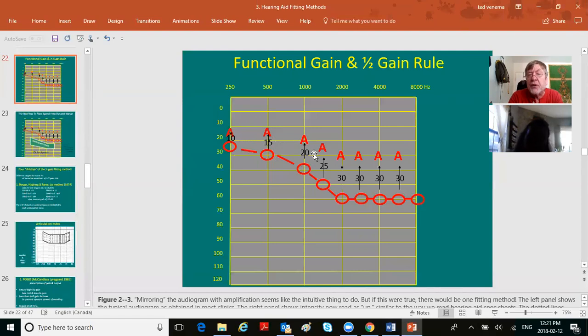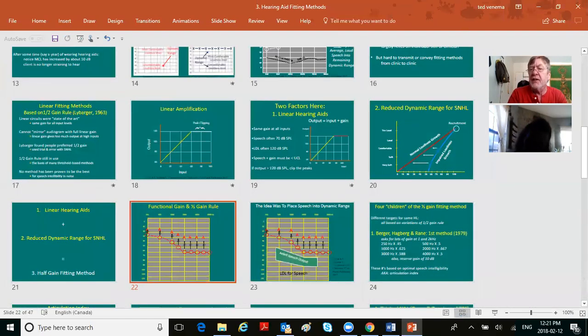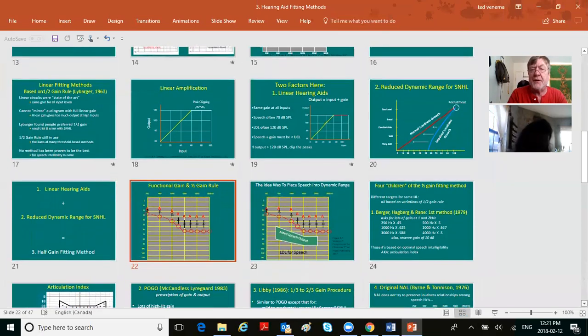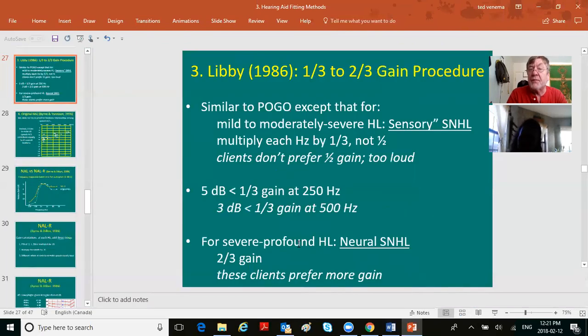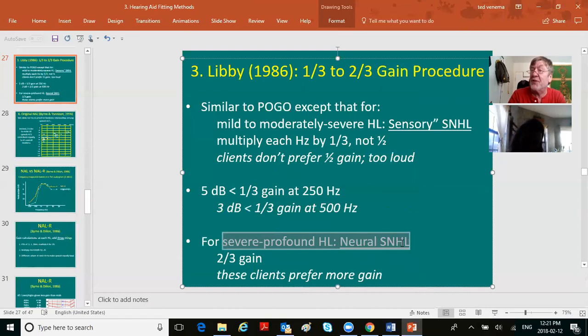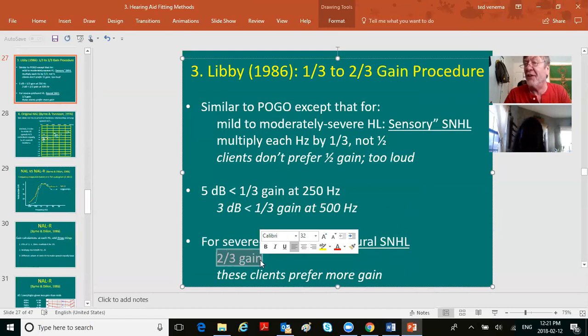Follow my cursor. If you were redoing the guy's thresholds, you'd want his aided thresholds to be more like this. You're aiding a little bit too much. Most people with mild to moderate sensory neural loss don't really want half gain. They want less. And then another thought that Libby had was, Libby said, yeah, but there's something else I want to add here. Because people with severe loss, look at this, look what it says at the bottom. For severe sensory neural loss, they want 2/3 gain. They want more than half gain.